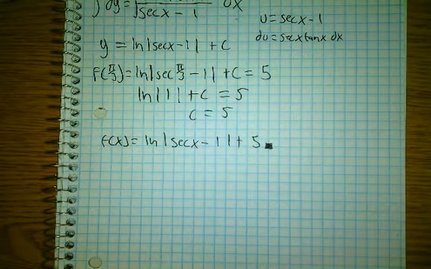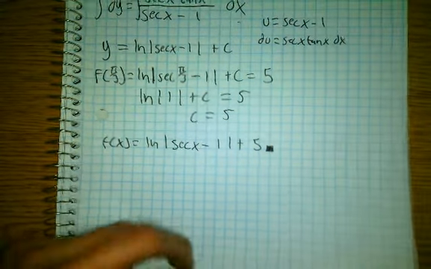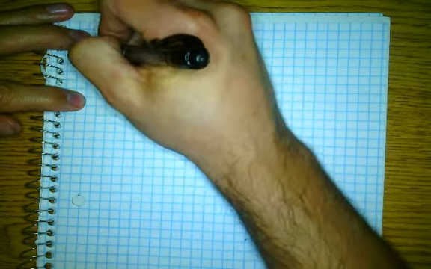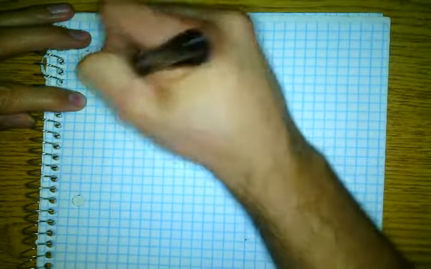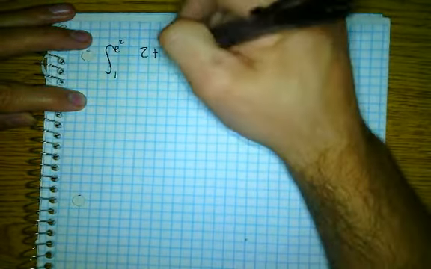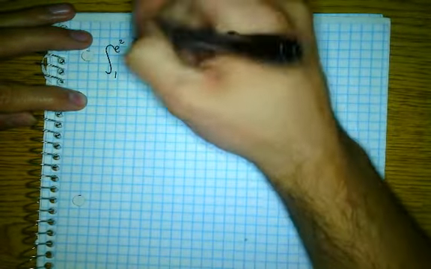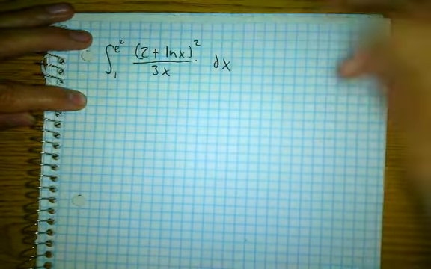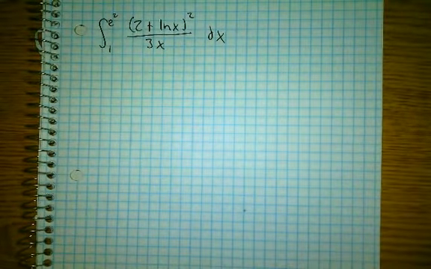Okay. Let's do a definite integral. So a definite integral helps you find what? Area under the curve. So we're going to find the area under the curve. I want to figure out what is the area under the curve between 1 and e squared of (2 plus the natural log of x) all squared over 3x dx.